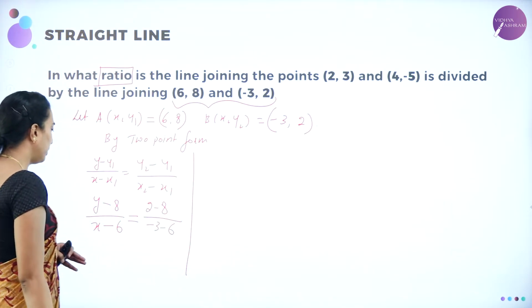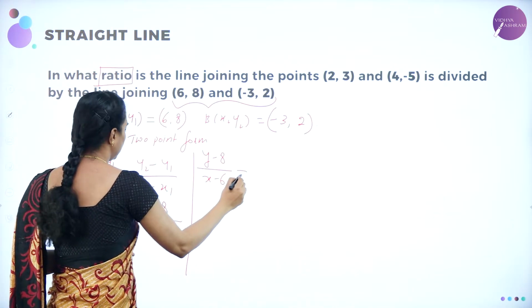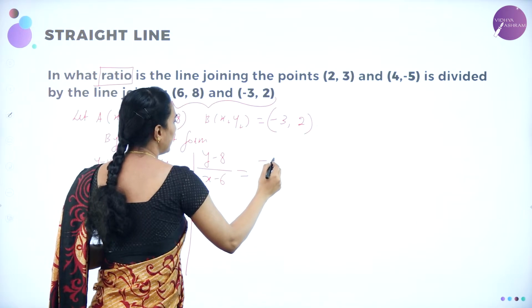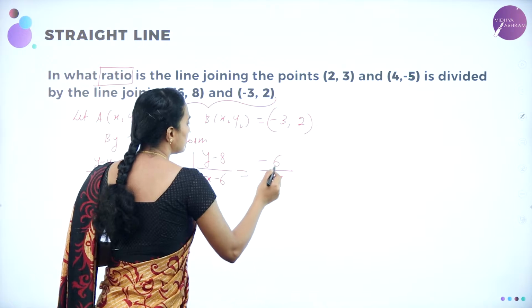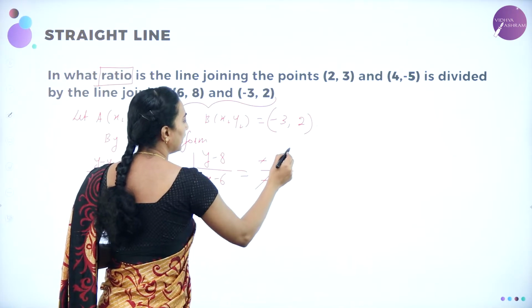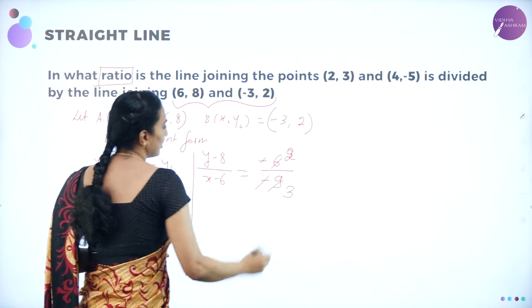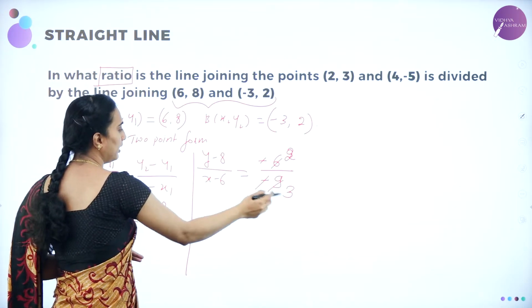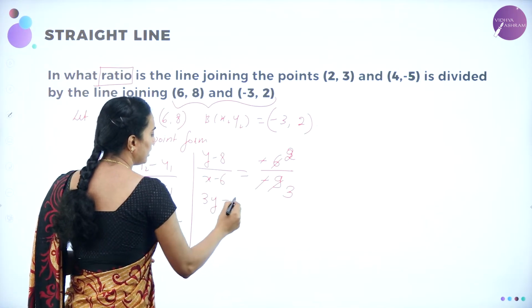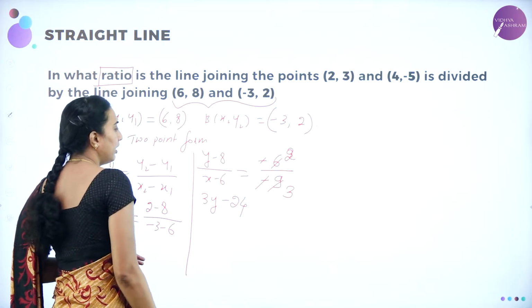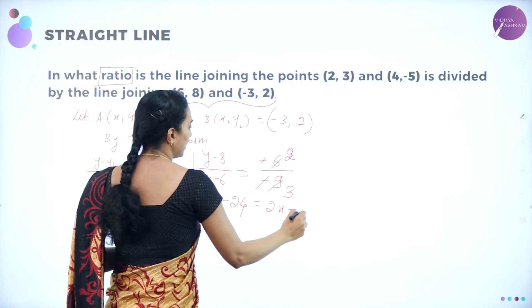Therefore, you can have (y - 8)/(x - 6) = (2 - 8)/(-3 - 6), which is -6 divided by -9. So the minus signs get cancelled, and the 3 2s are 6 and 3 3s are 9, giving 2 by 3. You can cross multiply: 3(y - 8) = 2(x - 6), so 3y - 24 = 2x - 12.